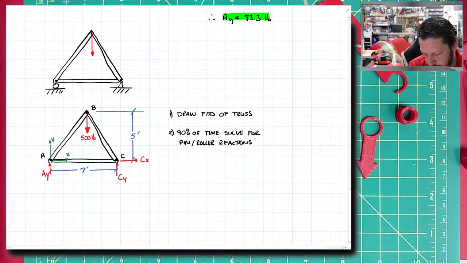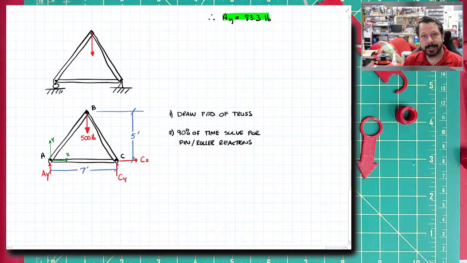There are some instances, the 10% of the time, where you can see a solution path. You only need to know one thing maybe, and you can see a solution path where you don't need to solve for the reactions, and that's fine. But if you don't see that, or if it doesn't exist, then you're going to do the pin and roller reactions next. So let's do that with ours.